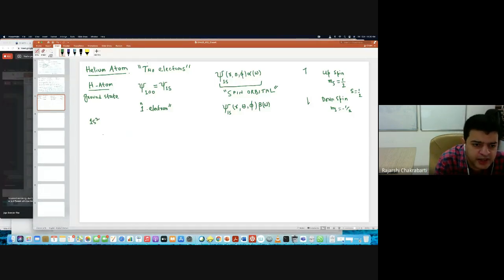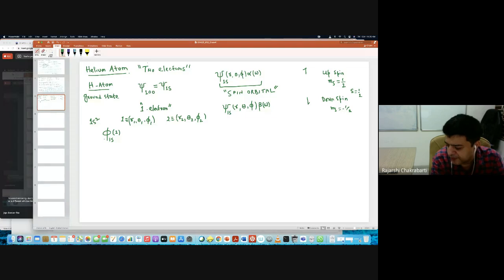So one possibility is, I'm using phi, it is fine, phi 1s 1, where 1 is for electron 1. So 1 means r1, theta 1, phi 1, the coordinates for electron 1. 2 means r2, theta 2, phi 2. But this phi and this phi are different. This is an angle, this is a wave function. So phi 1s 1, phi 1s 2. This is the orbital part, isn't it?